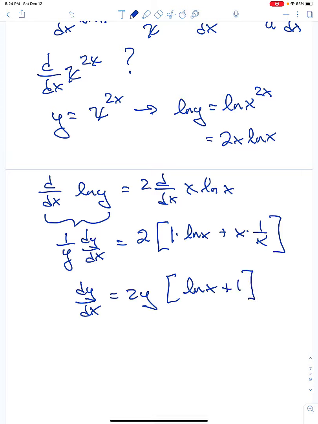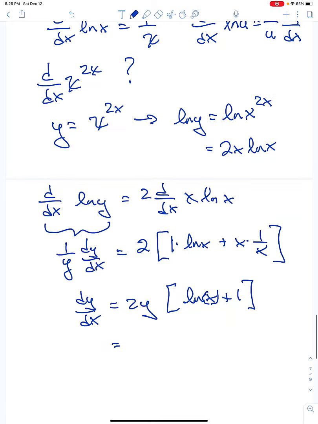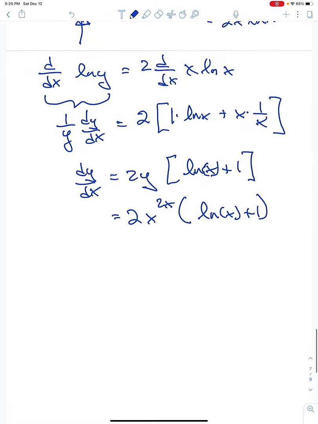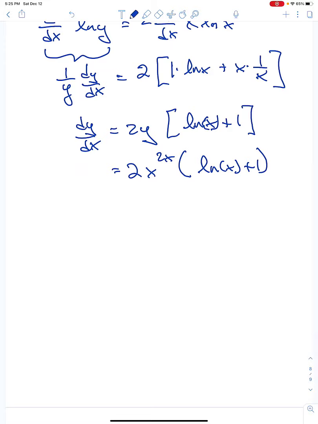Now be careful that you realize that y is the only thing in the argument. What was y? Well, you come back up here, and hey, there it is. So 2 times x to the 2x times the natural log of x plus 1. Isn't that cool? That is just so cool.